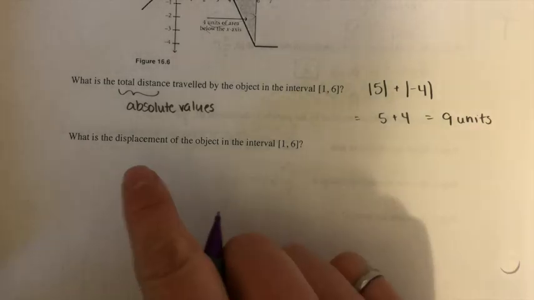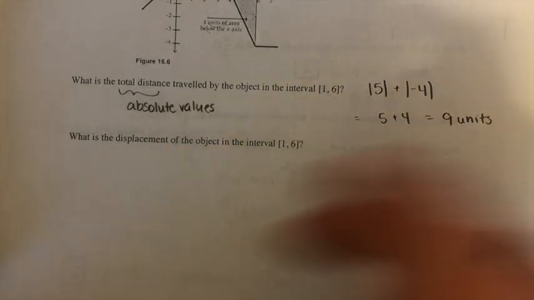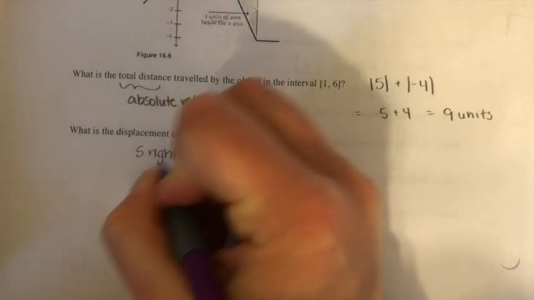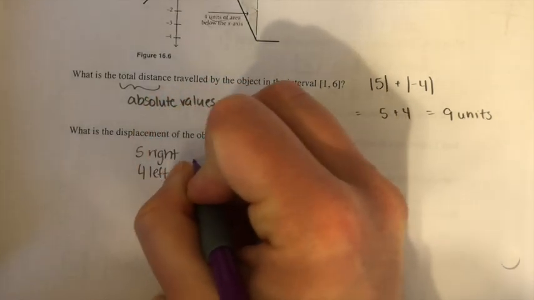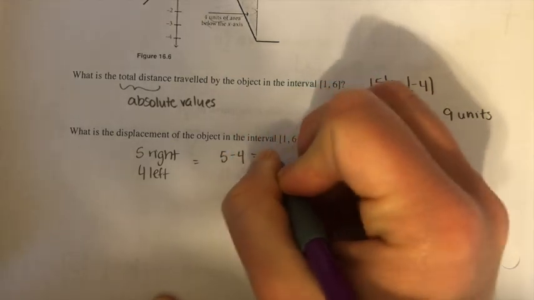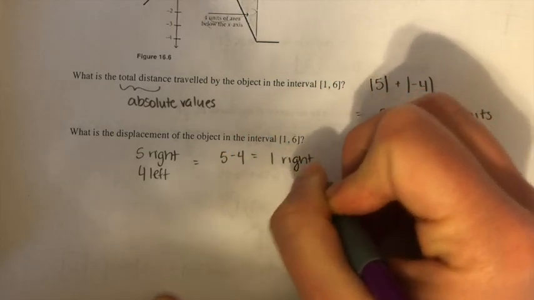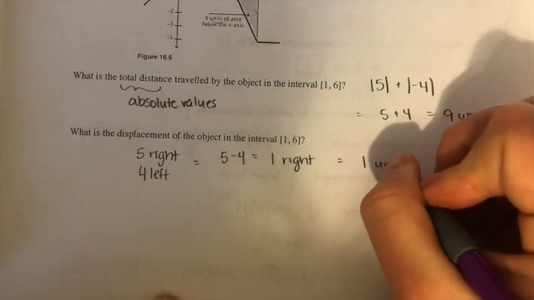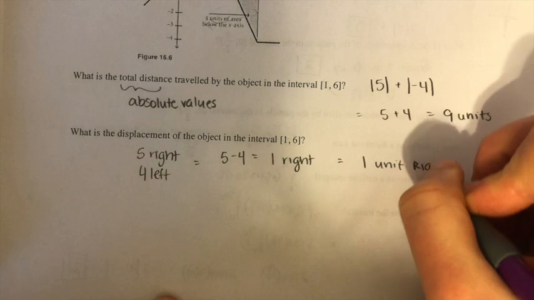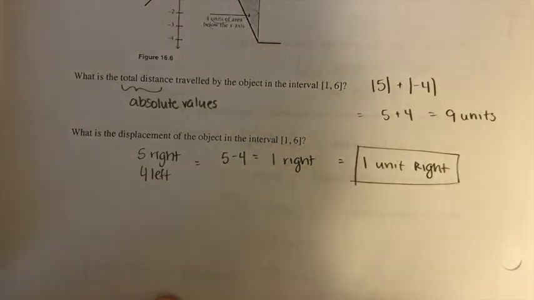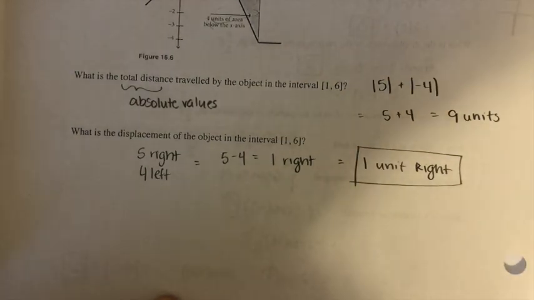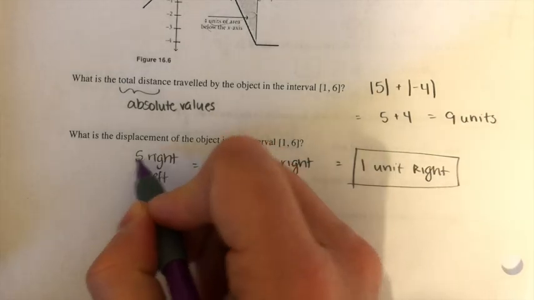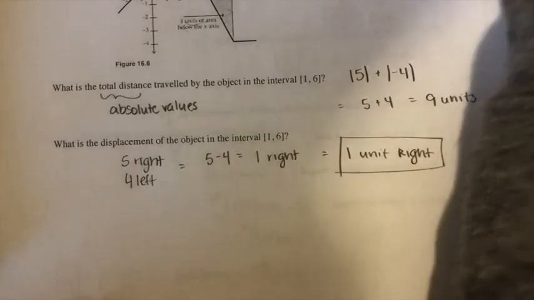If it asks us about displacement, remember displacement is overall, where is it ending up? So if it went 5 to the right and 4 to the left, that's 5 minus 4, so we end up 1 unit right. That would be our final answer there. Right, because 5 is our positive, 4 is our negative.